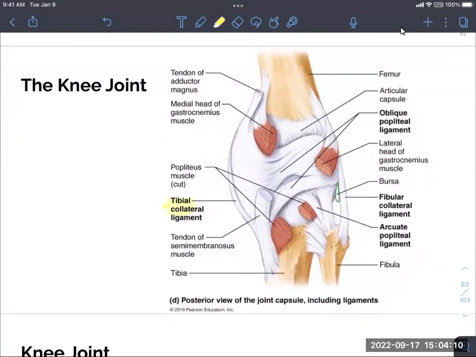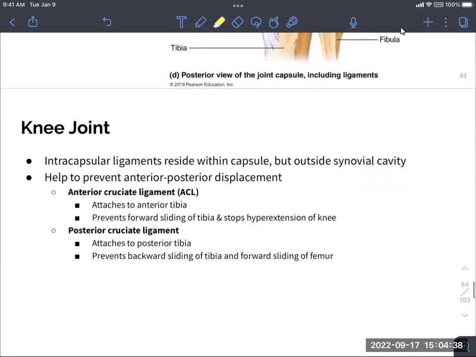So here's that tibial collateral ligament along the side. But we have these arcuate popliteal ligaments in here. We have our fibular collateral ligament on this side, oblique popliteal ligament. Popliteal, remember, popliteal is the name for the back of the knee. So these are the ligaments that go across the back of the knee. Then those anterior and posterior cruciate ligaments. So if you've ever heard of ACL or PCL, that's a tear of those ligaments specifically.